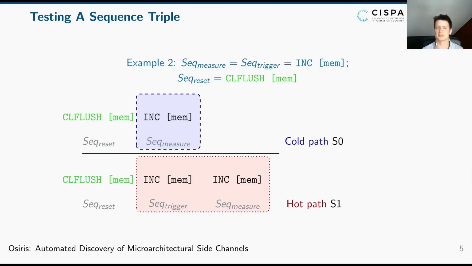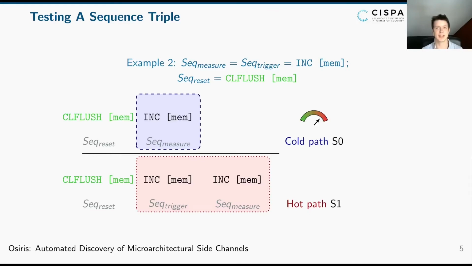But if we change our example slightly, so for example, we use the clflush instruction, which removes an address from the CPU cache, as a reset instruction, then things are different. So in the first case, we first remove our memory from the CPU cache and access it.